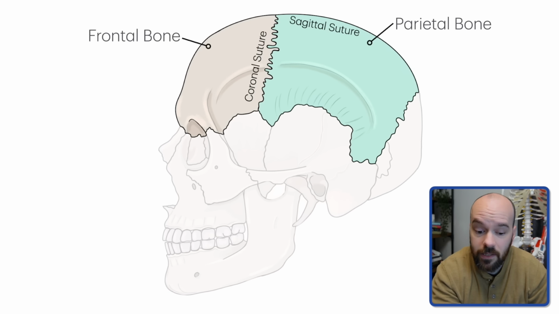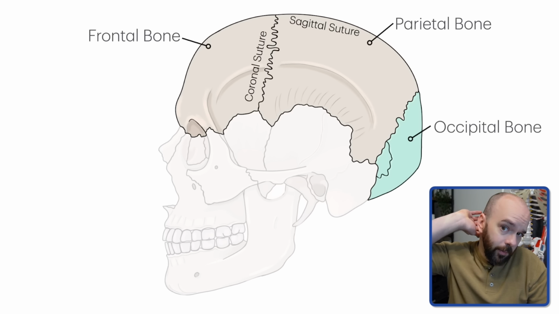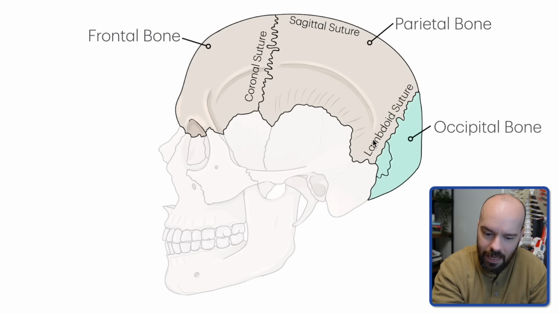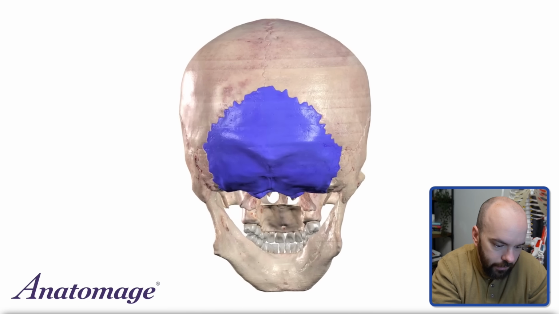Up next, we have the occipital bone. The occipital bone is going to be in the very back of the skull. It also forms kind of the base of the skull. And we've got that lambdoid suture between the occipital bone and the parietal bone. So the occipital bone will look like this.